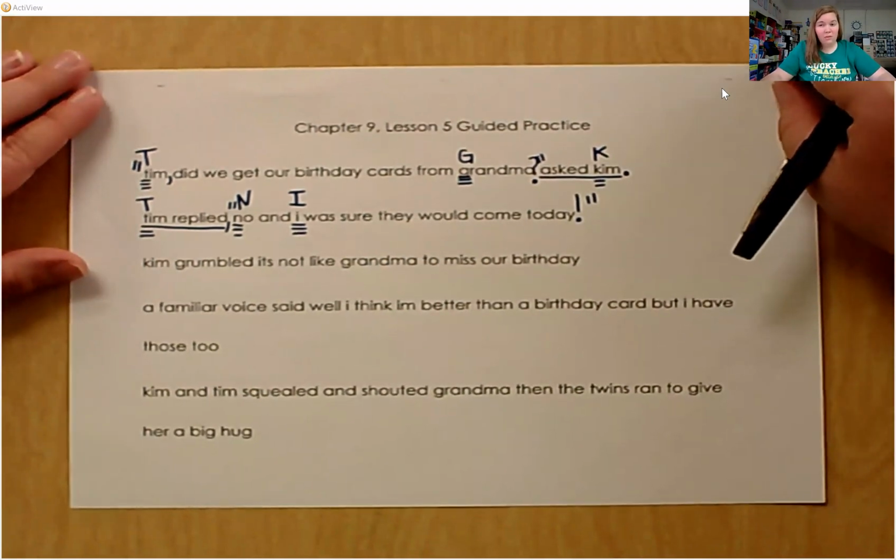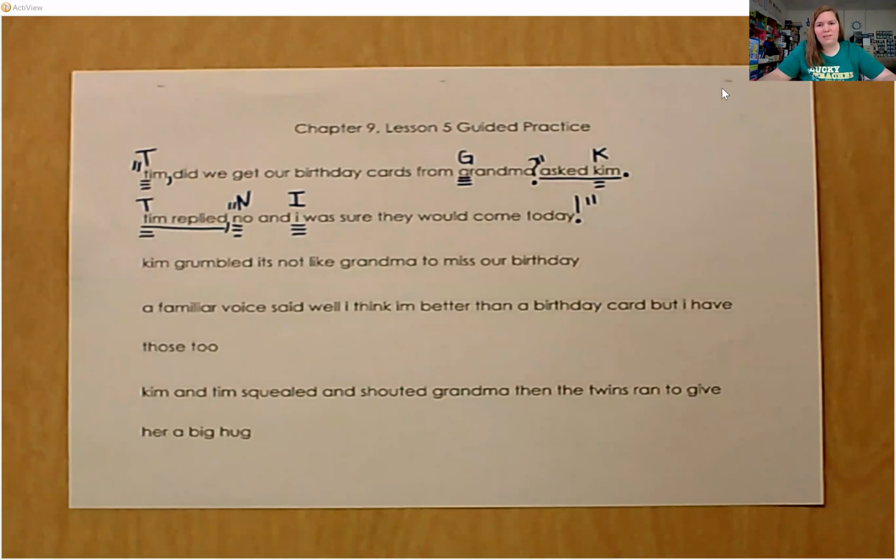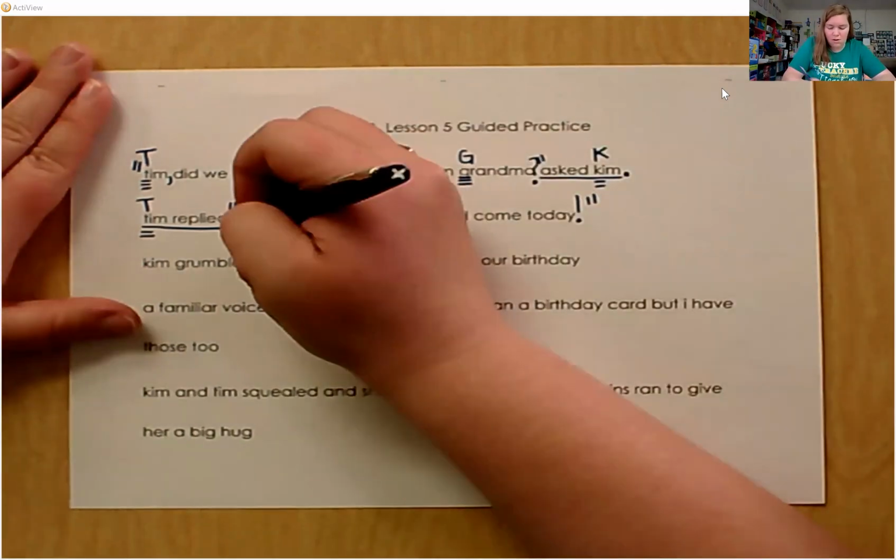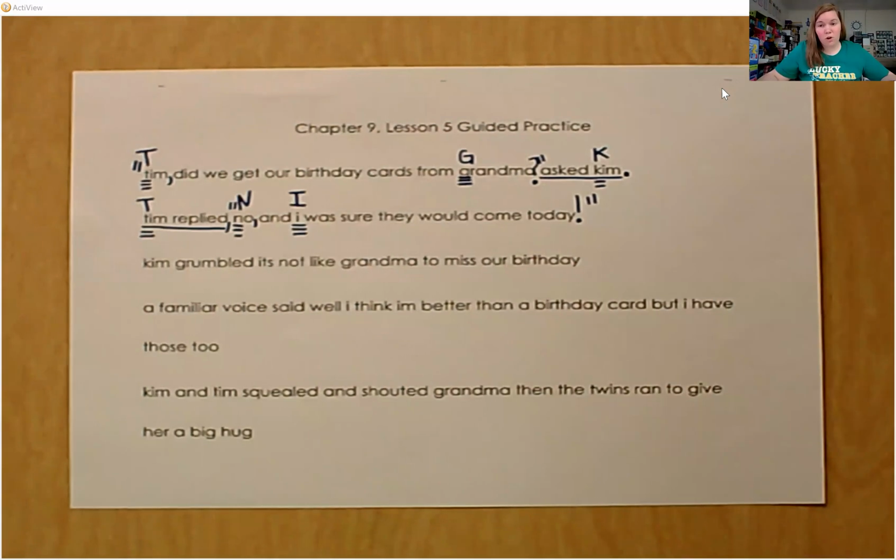Again, Tim kind of pauses. Listen to how I read this and see where you would put the comma. Tim replied, "No, and I was sure they would come today." After no, right? So he's saying the first answer. He's saying no, and then he adds an explanation. So we're going to add a comma after no.